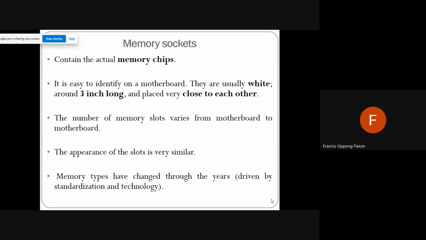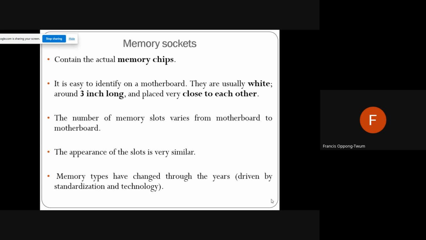Then we also have what we call the memory socket, or sometimes the memory banks. They contain the actual memory chips. It is easy to identify on the motherboard. The memory slots are usually white and 3 inches long, and they are placed very close to each other. The number of memory slots varies from motherboard to motherboard. The appearance of the slot is also very similar.